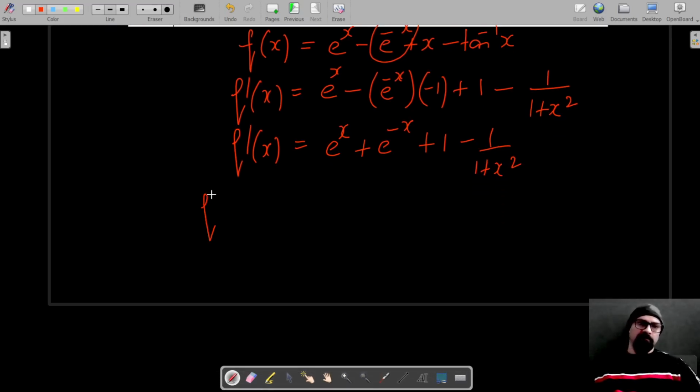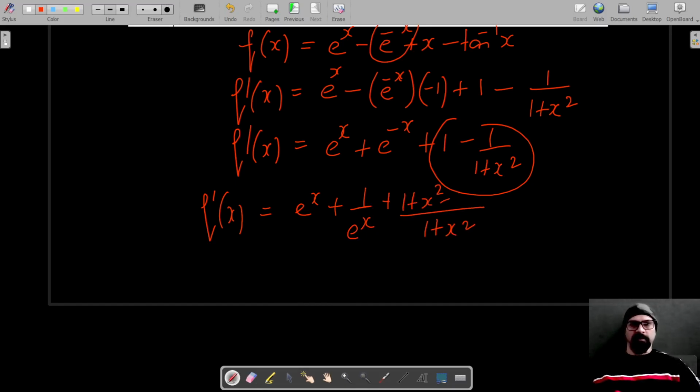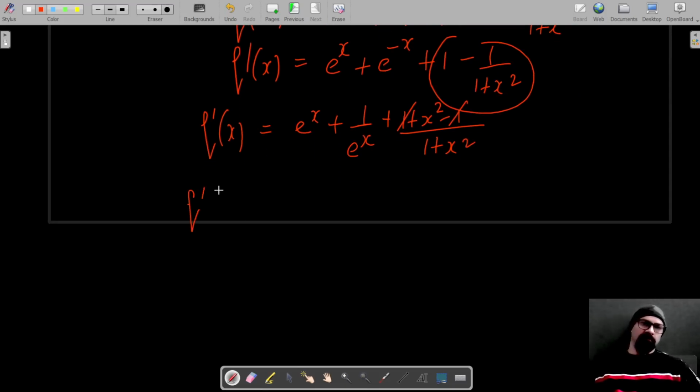Okay, and finally I can write this differentiation as e raised power x plus 1 upon e raised power x plus 1 minus 1 upon 1 plus x squared. Let me try to simplify this one. If I take LCM for these two terms, which gives me 1 plus x squared, and this is 1 plus x squared minus 1. So finally the differentiation is f dash x is equal to e raised power x plus 1 upon e raised power x plus x square upon 1 plus x square.